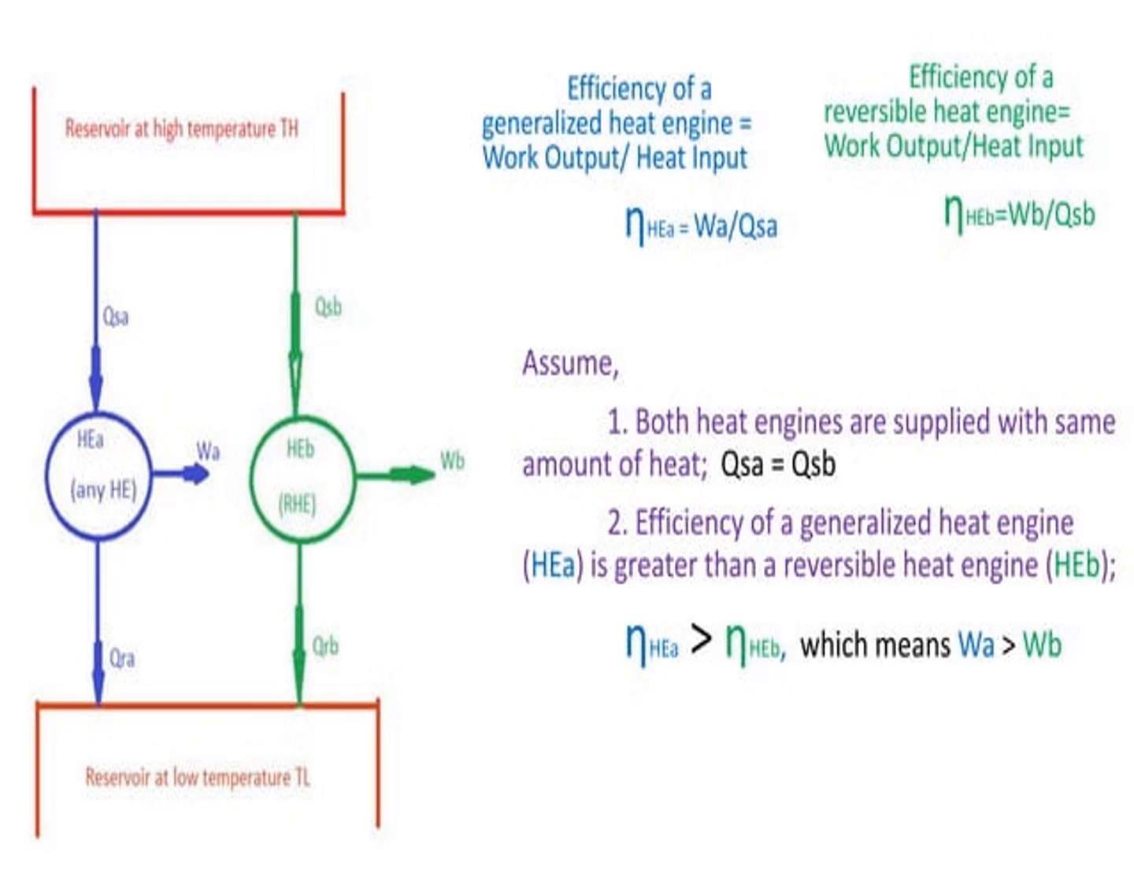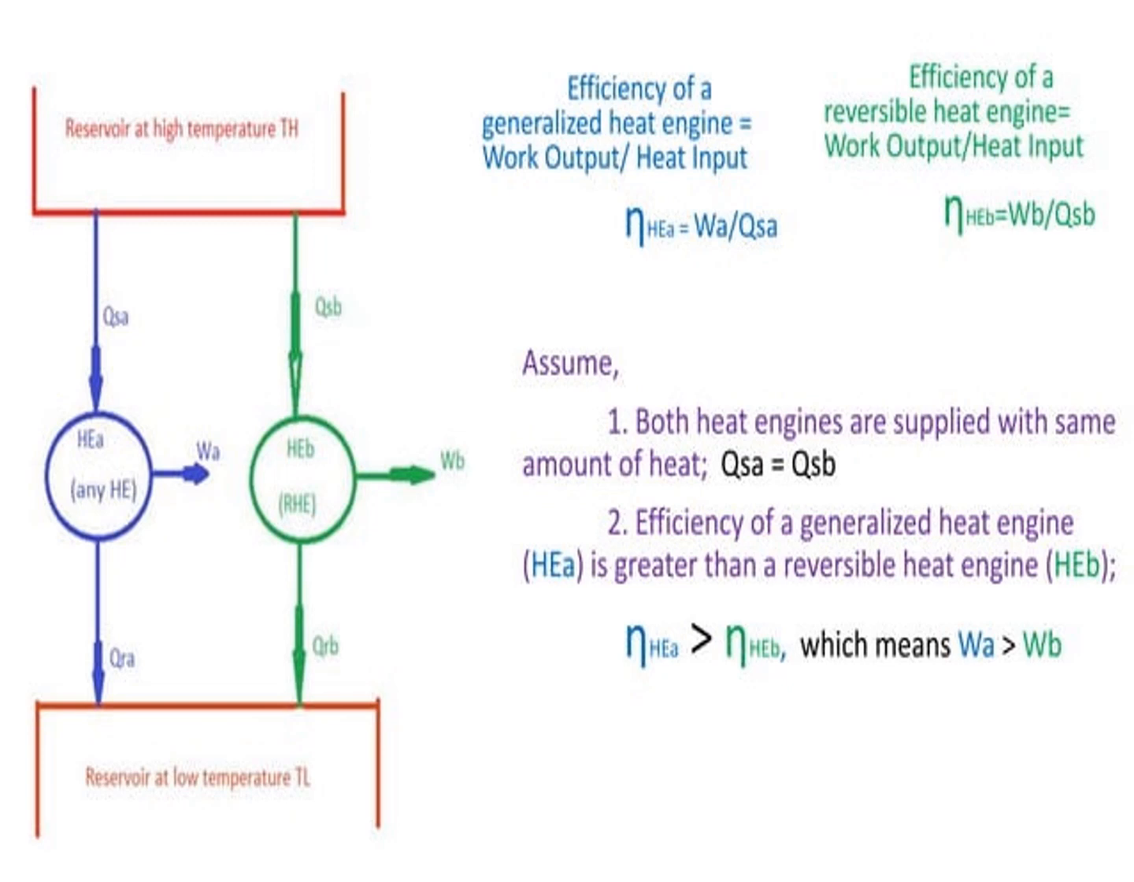First, we are assuming that both heat engines are supplied with the same amount of heat. So we are giving the same heat to both engines, that is QSA is equal to QSB. S represents suction, the heat supplied, and Q is heat. A is the first engine and B is the second engine. The heat for both engines is the same, QSA equal to QSB. That is our first assumption.